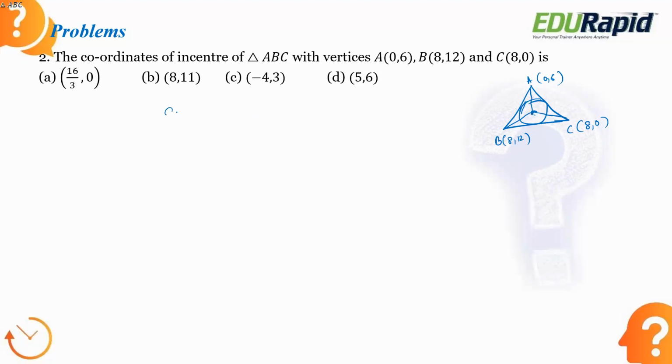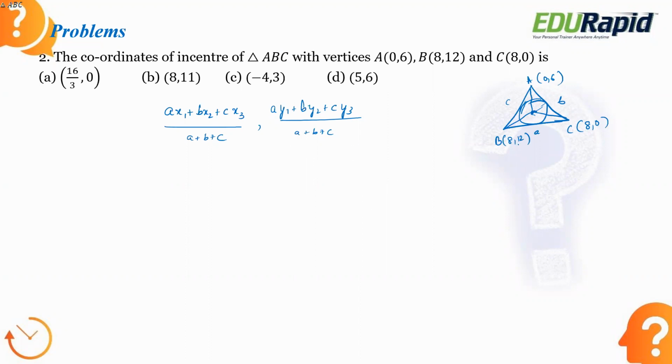I use the formula (a x1 plus b x2 plus c x3) divided by (a plus b plus c), and (a y1 plus b y2 plus c y3) by (a plus b plus c), because you know the opposite sides. We also have to consider the sides for this, so I'll take the sides as a, b, c. Now, do we know what these a, b, c are? We don't know. How can we find them?